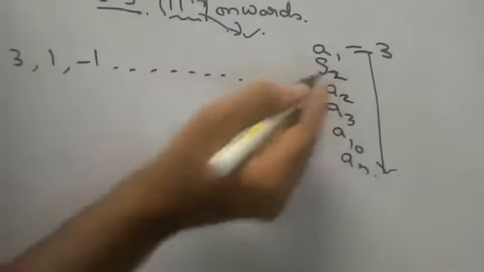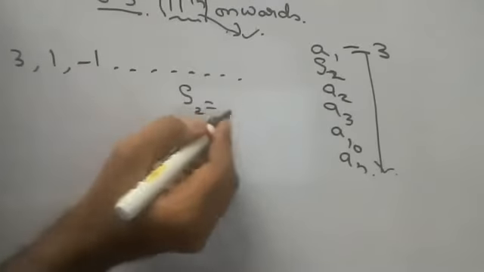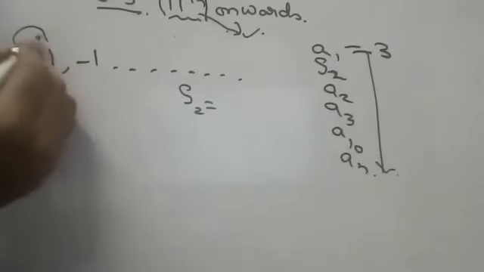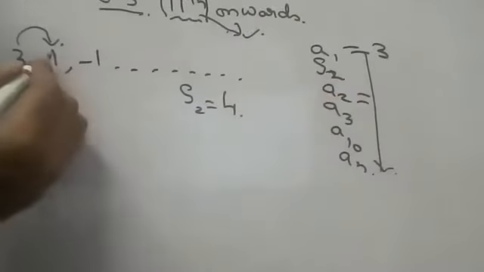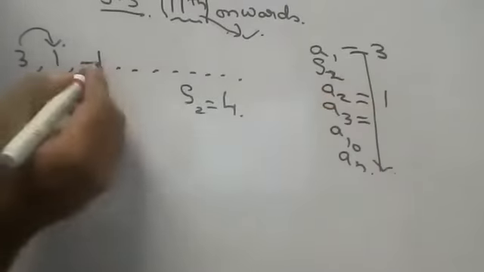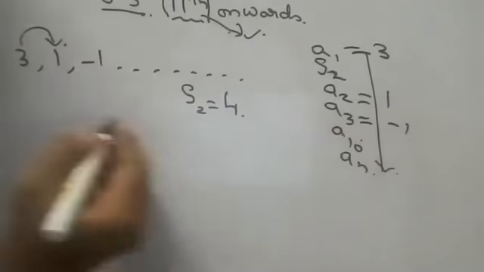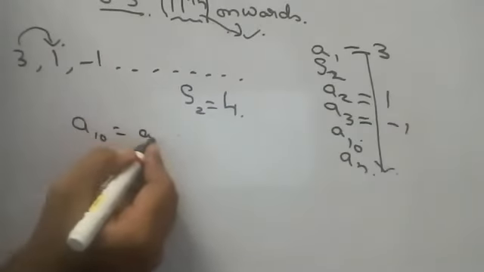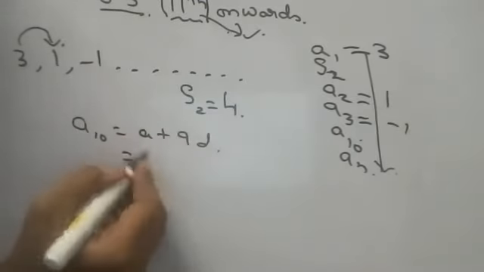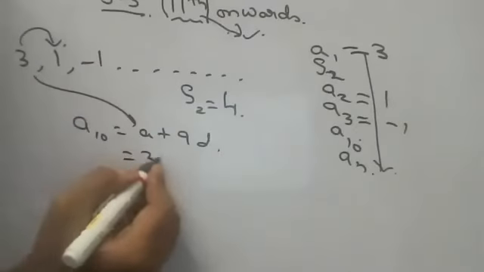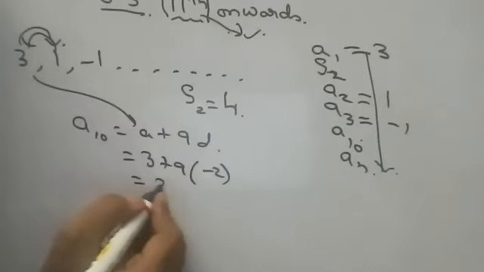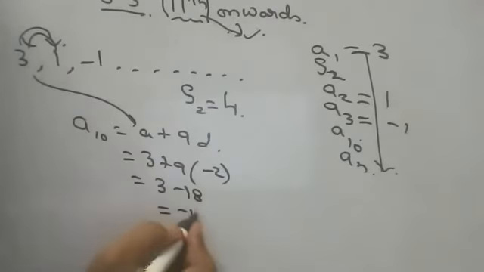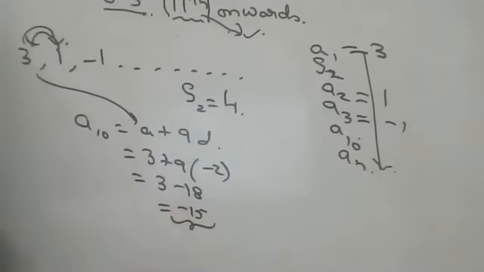What is S2? The sum of two terms. The sum of two terms means 3 plus 1. 3 plus 1 is how much, children? 4. What is A2? 1. What is A3? Minus 1. What is A10? A10 means A plus 9d. A is how much, children? 3 plus 9 into minus 2 is how much, children? Minus 18. 3 minus 18 is minus 15. The 10th term is minus 15.